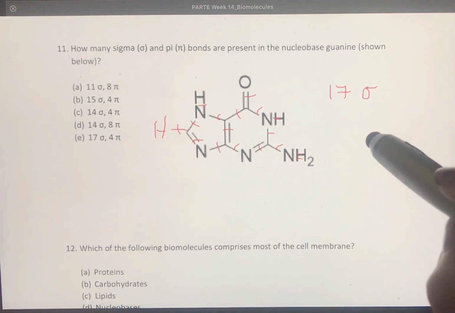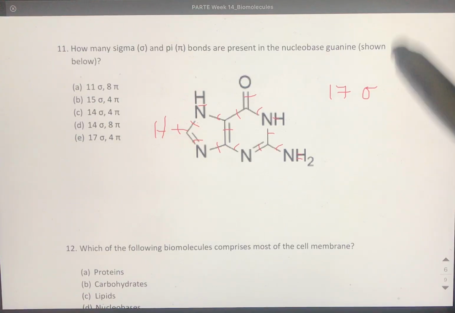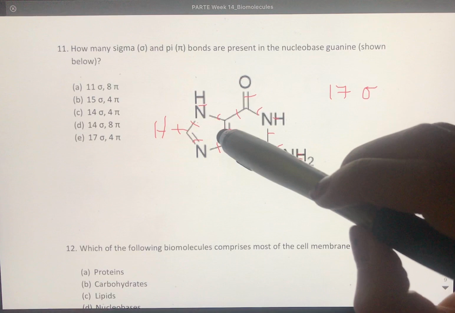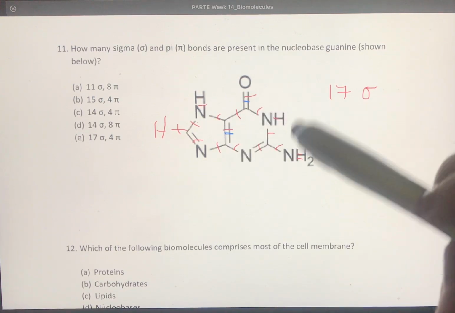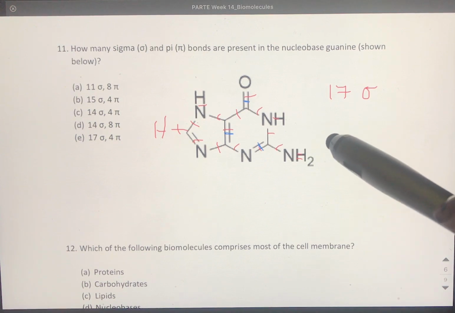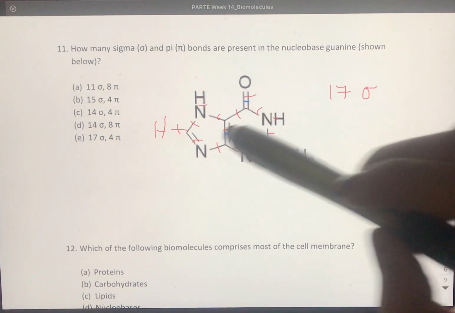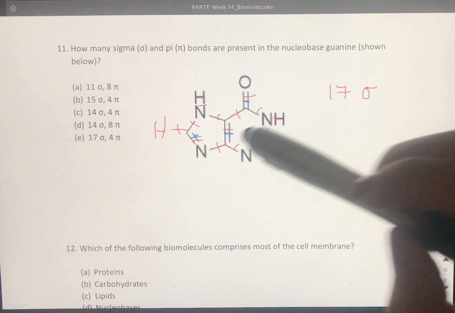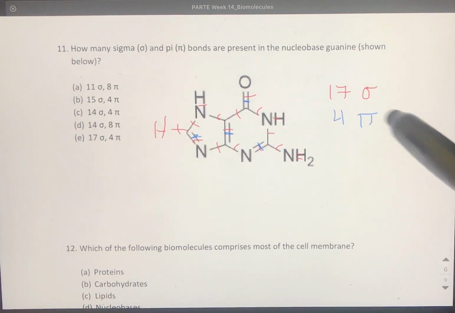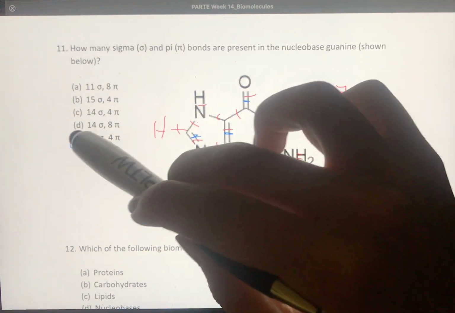That's the hard part. And then we'll count the pi bonds. That's just any double bonds that we have. So we've got 1 here, 1 here, 1 here. So that's going to be, let's see, 1, 2, oh, I didn't count this one. So 1, 2, 3, 4. So we have 4 pi bonds. So the answer is going to be E.